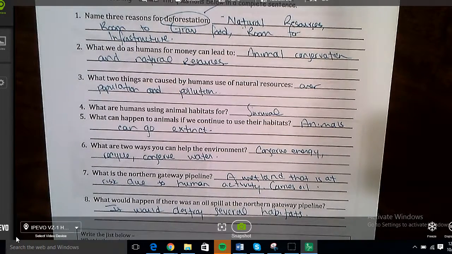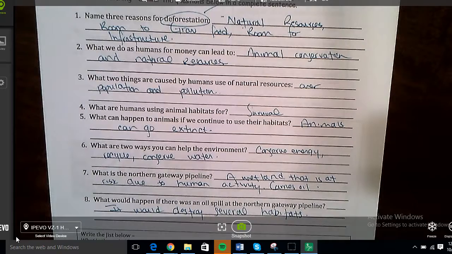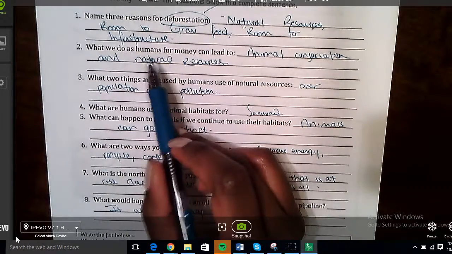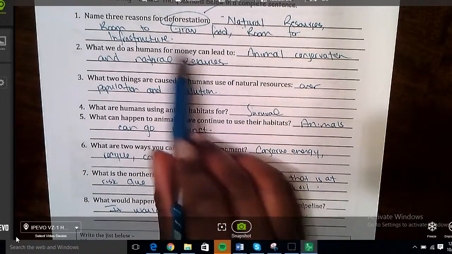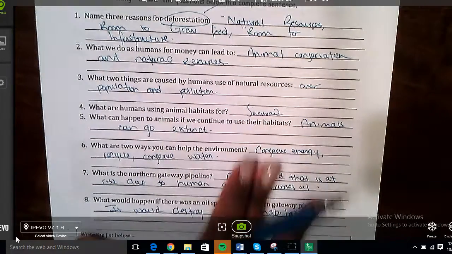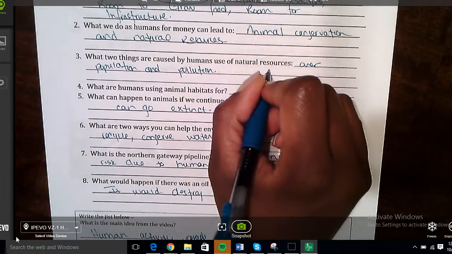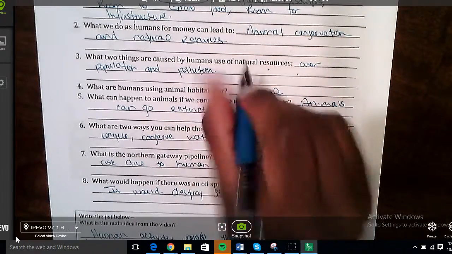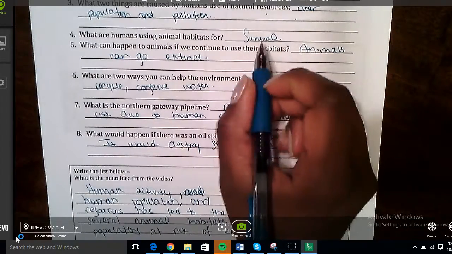So a lot of times you'll see forests are being cleared so we can build schools, shopping malls, and homes, and room for infrastructure. Again, homes, businesses being built. What we do as humans for money can lead to animal conservation and natural resources being used. What 2 things are caused by humans' use of natural resources? Overpopulation and pollution.